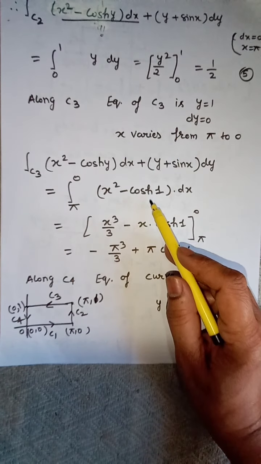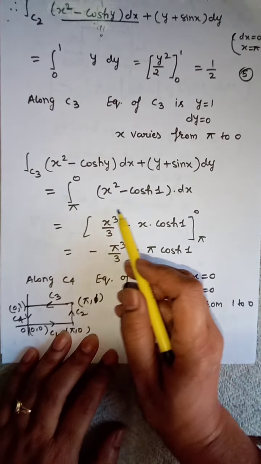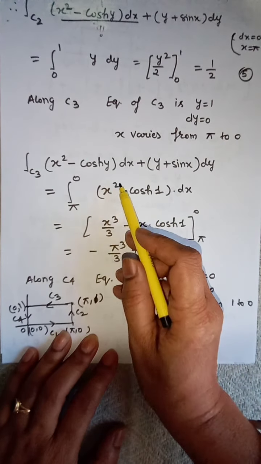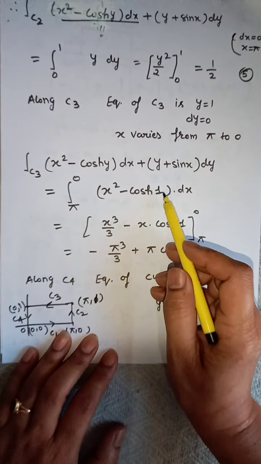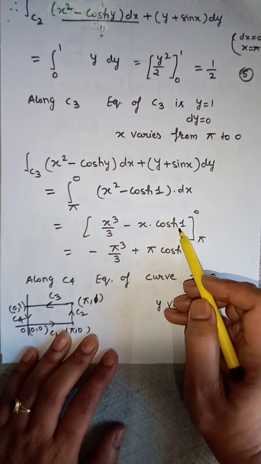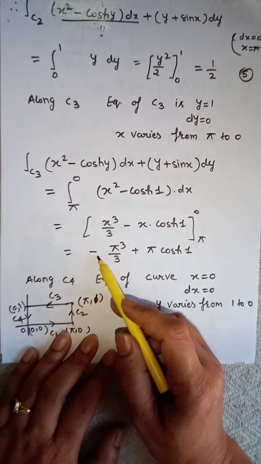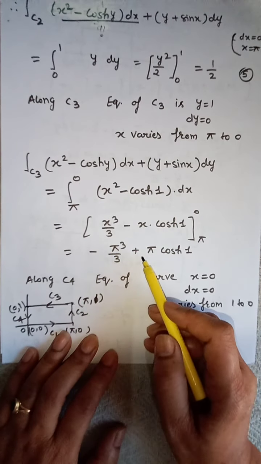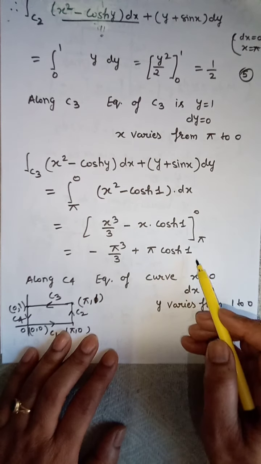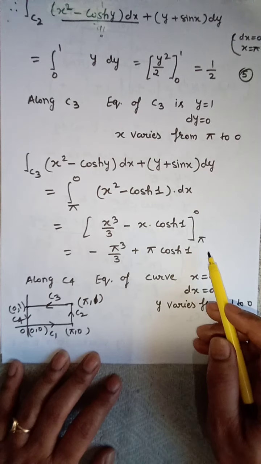So cos hyperbolic 1 into dx. Now integrate with respect to x. So x cube by 3. Cos hyperbolic 1 is a constant as it is, and x into cos hyperbolic 1 with the limit pi to 0. So we get minus pi cube by 3 plus pi cos hyperbolic 1. This is the line integral along the curve C3.